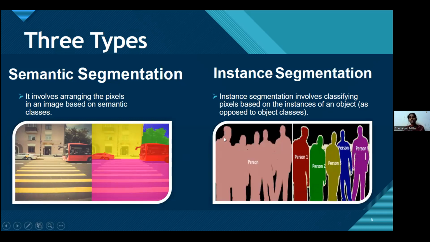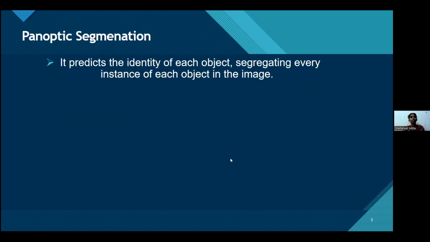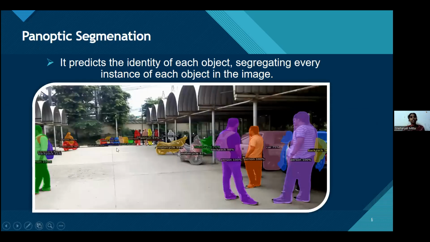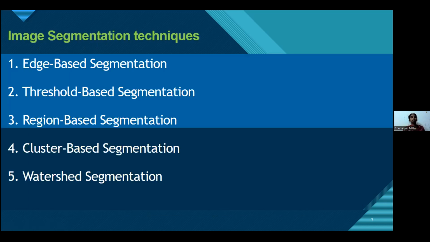In instance segmentation, the same class is treated as different objects. Here we can see there are 5 persons, but they are segmented person-wise: person 1, person 2, person 3, person 4, person 5. Let's see the next segmentation, panoptic segmentation. It is the combination of the other two. In this, we can clearly see that it's segmented better than the other two segmentations. Let's see what the image segmentation techniques are. There are many. Some of them are edge-based segmentation, threshold-based segmentation, region-based segmentation, cluster-based segmentation, and watershed segmentation.